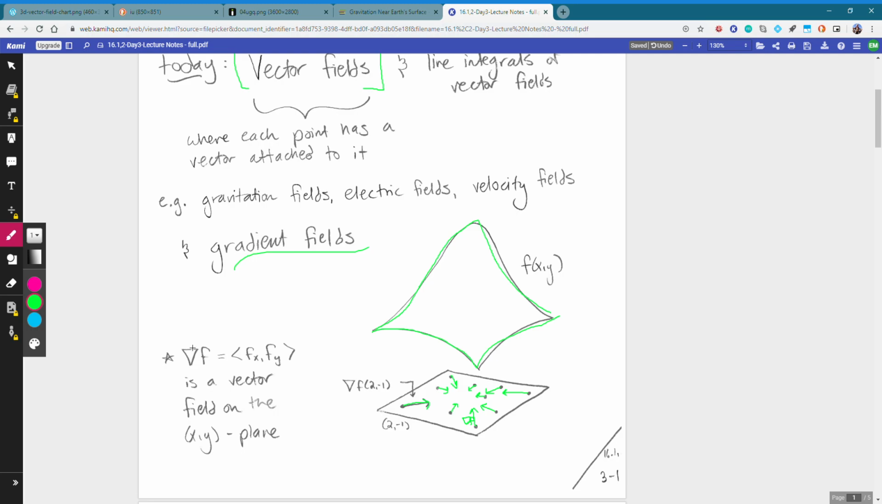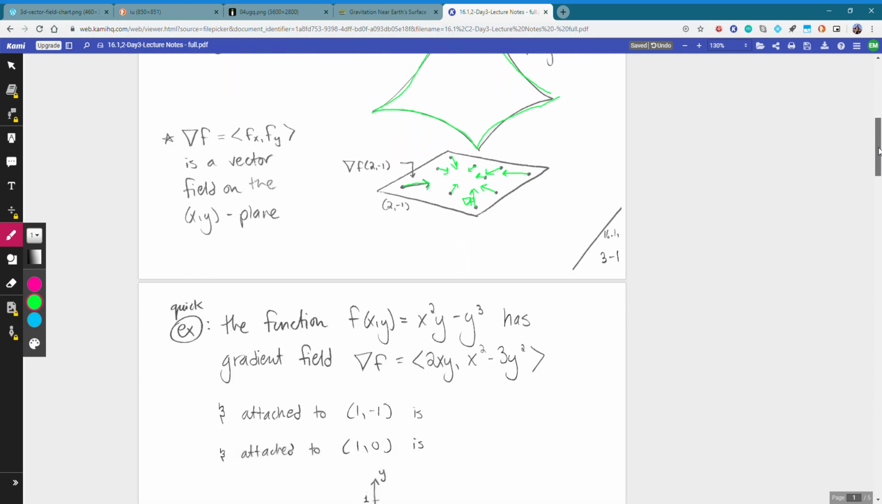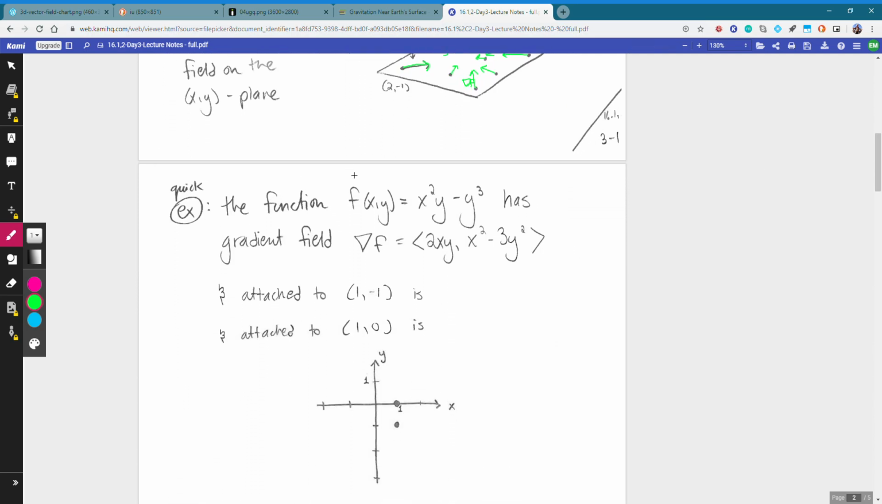Right, and so from that, the gradient of a function we can actually think of as a vector field. In this case, if our function is two variables, it gives us a vector field on the xy plane. And just as a real quick example, let's look at a specific function. Here's a particular function of two variables, and its gradient field, just by taking the gradient of f, so the partial with respect to x goes here. It's 2xy minus 0, and then the partial with respect to y goes here.